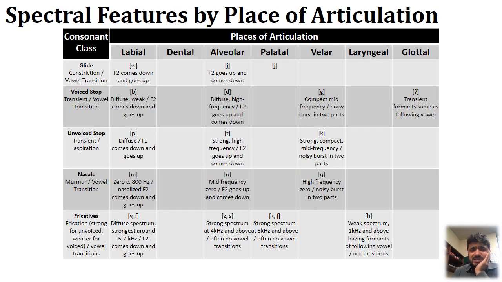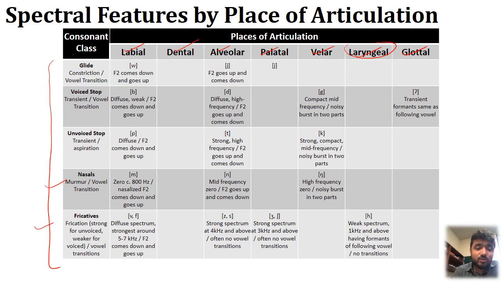All right, so this is a more detailed set of features or hints for the various consonants. You see you have your places here: labial, dental, alveolar, palatal, velar, laryngeal, and glottal. Laryngeal also means pharyngeal, so pharyngeal and glottal, the names that we have used. And you have manners here: glides, voiced stops and unvoiced stops, nasals, and fricatives. And here I have listed out a bunch of features that you should be expecting for these vowels.